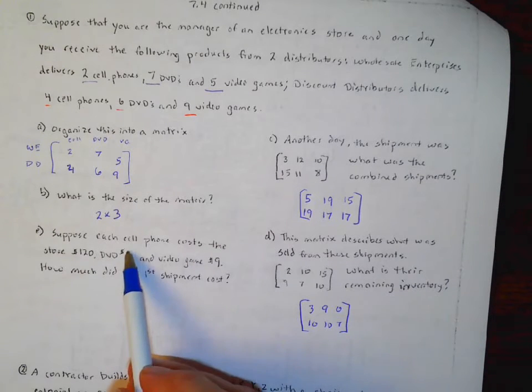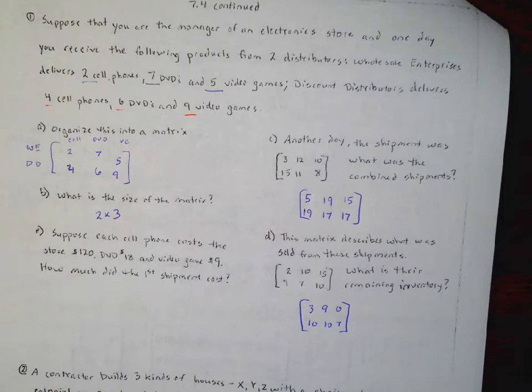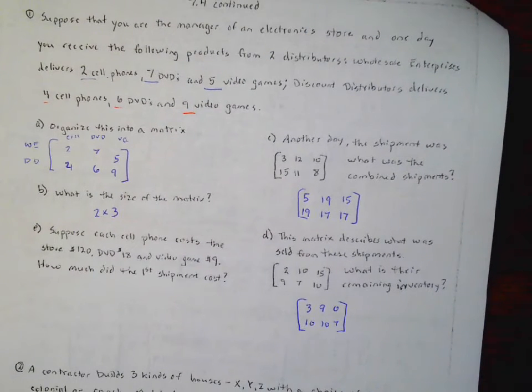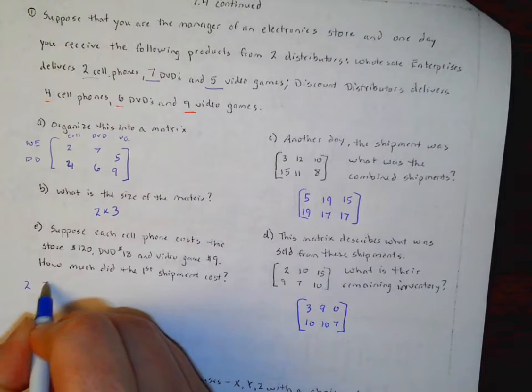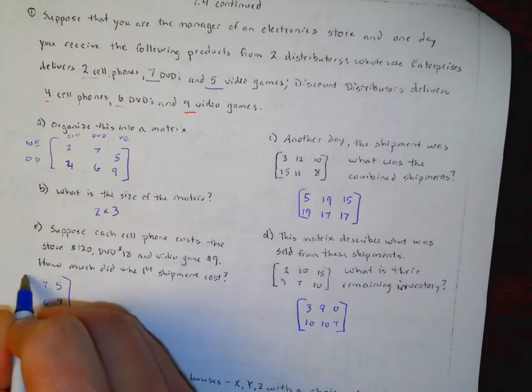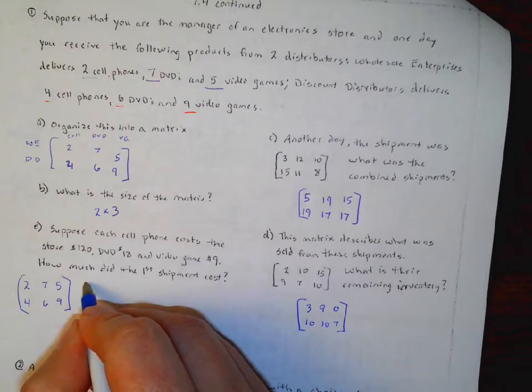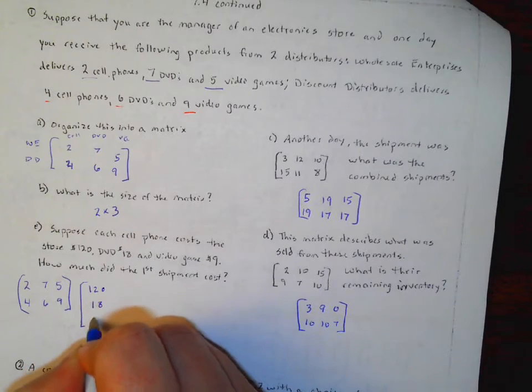Suppose each cell phone costs $120. The DVD costs $18, and the video game costs $9. How much did the first shipment cost? So we're just looking at this first shipment. Okay, so if we set it up like this, we want to multiply it by this matrix, 120, 18, and 9.